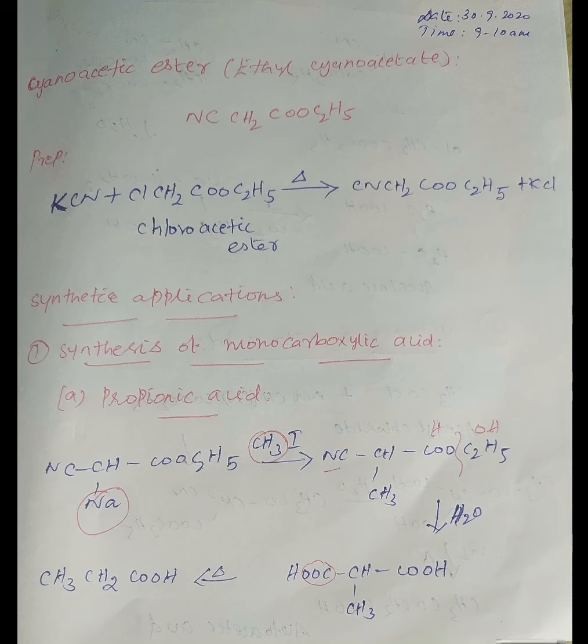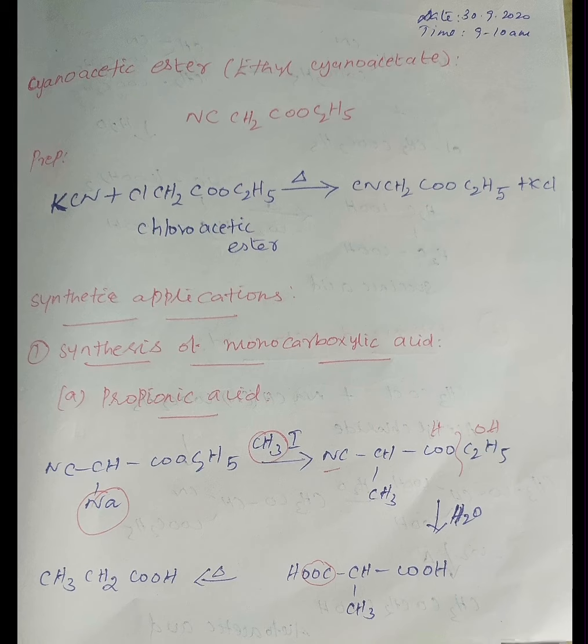Today I will discuss the preparation and applications of cyanoacetic ester, and tautomerism. First we see cyanoacetic ester. The common name of cyanoacetic ester is ethyl cyanoacetate. The formula is CNCH2COOC2H5. It is prepared by heating potassium cyanide with chloroacetic ester. KCl is removed and cyanoacetic ester is formed as the product.